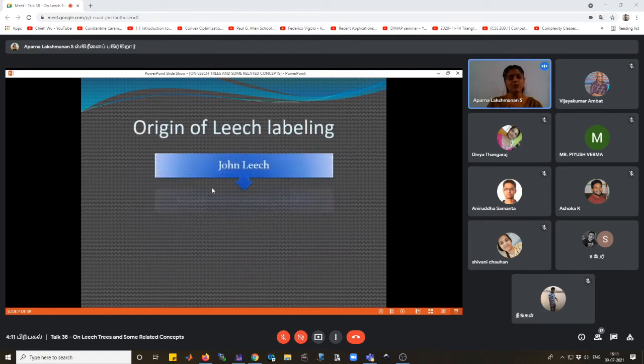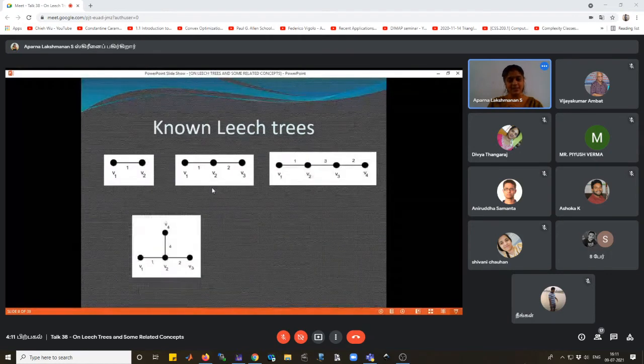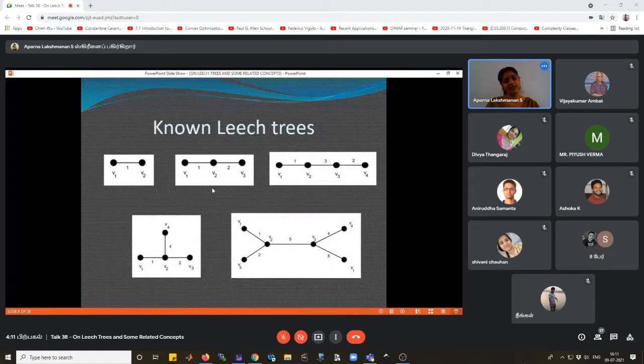The concept was introduced by John Leech in his paper Another Tree Labeling Problem, which was published in the American Mathematical Monthly in the year 1975. So many years have passed, but there are only a handful of papers on this concept. So let us check which are the non-Leech trees. Here you have 5 Leech trees. These 5 Leech trees were given by John Leech himself in his first paper. And he has mentioned that it has some application in electrical engineering.